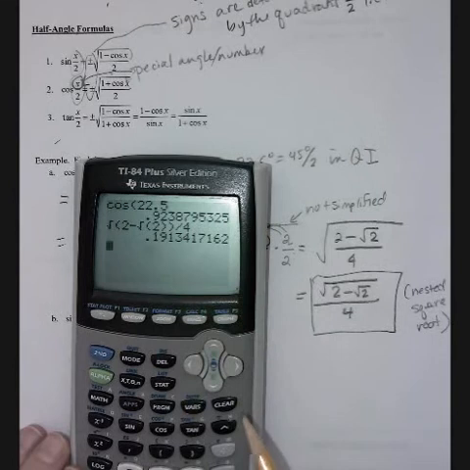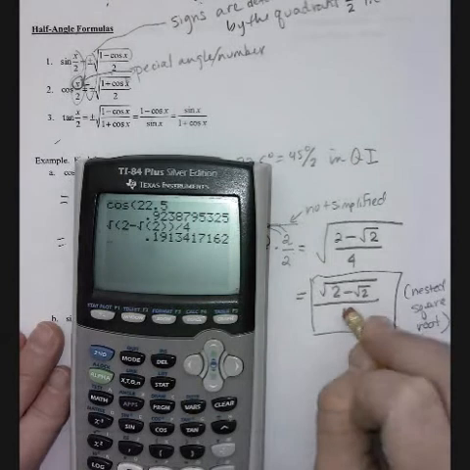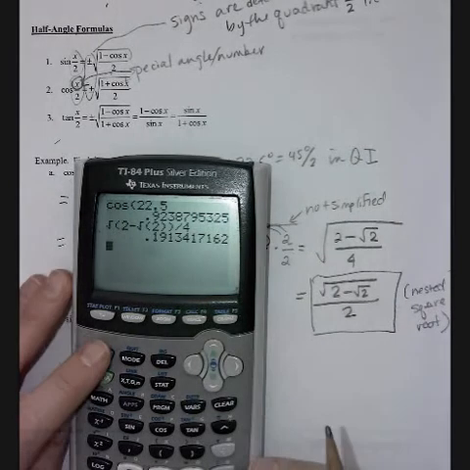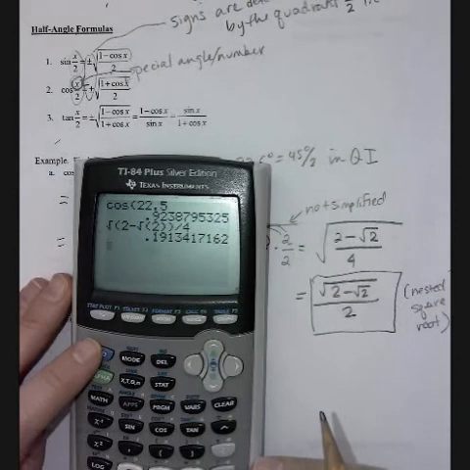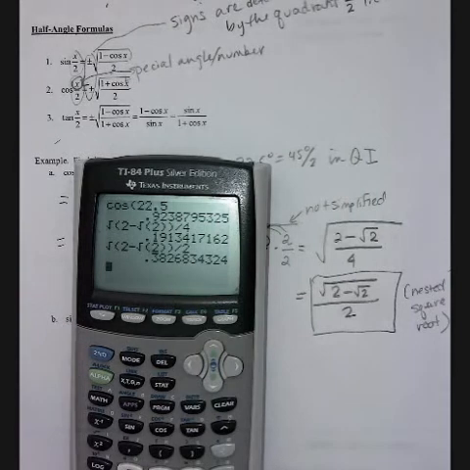Whoops! And it's wrong. Good thing I checked, because I forgot to take the square root of 4. This should be a 2. So go back to that and change that to a 2. And it's still wrong. What did I do?